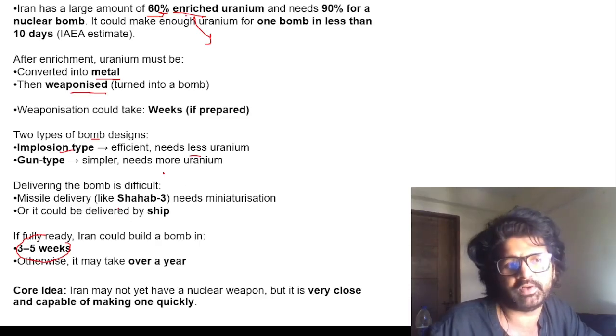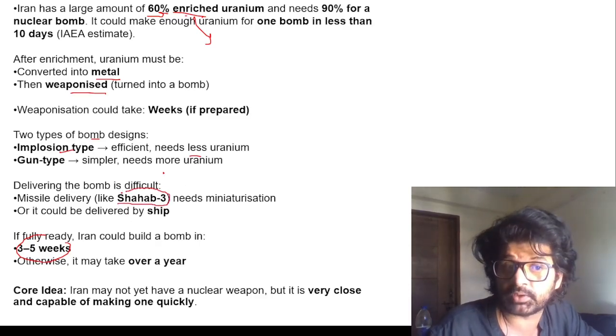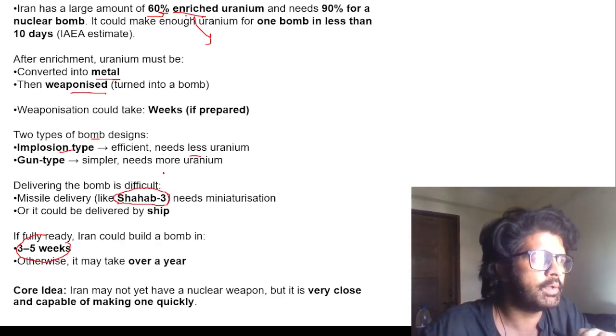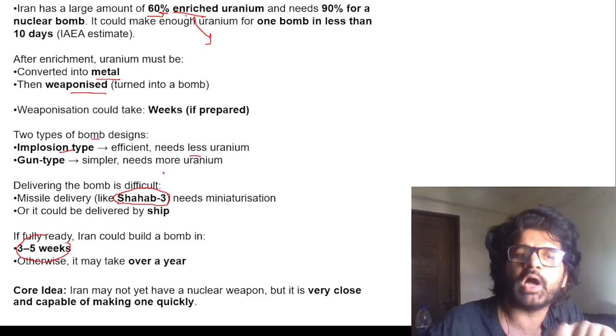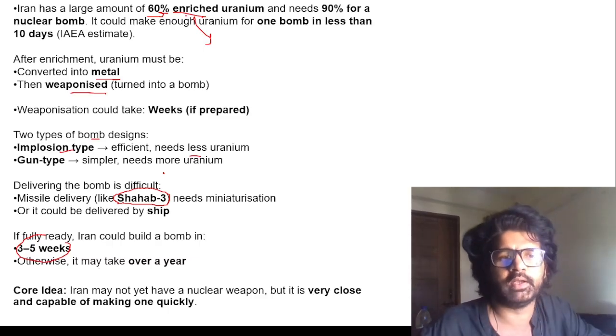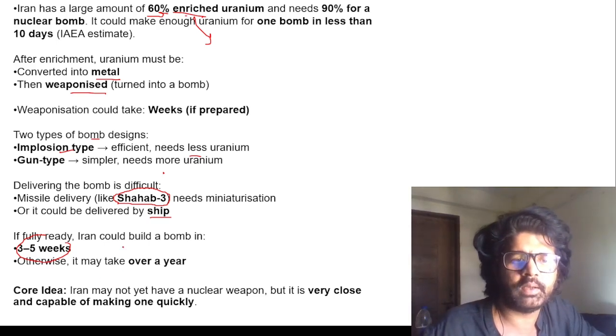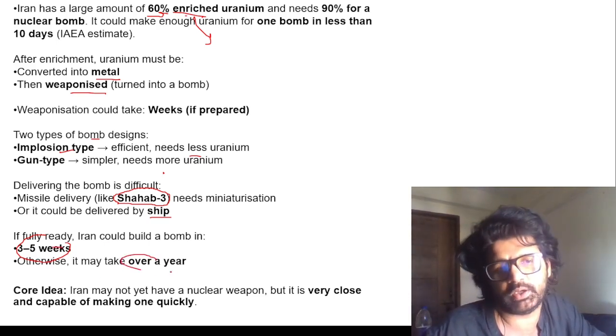And how will you deliver it? Whether you will use Sahab 3. Now remember this, they can ask you about Sahab 3, just like UPSC has asked earlier about THAAD missile, Barak missile. They can ask you which country the Sahab missile is associated with. Iran. Or they can deliver it by ship. So there are different data. Some data say they can build a bomb in 3 to 5 weeks. Some say it can take a year.